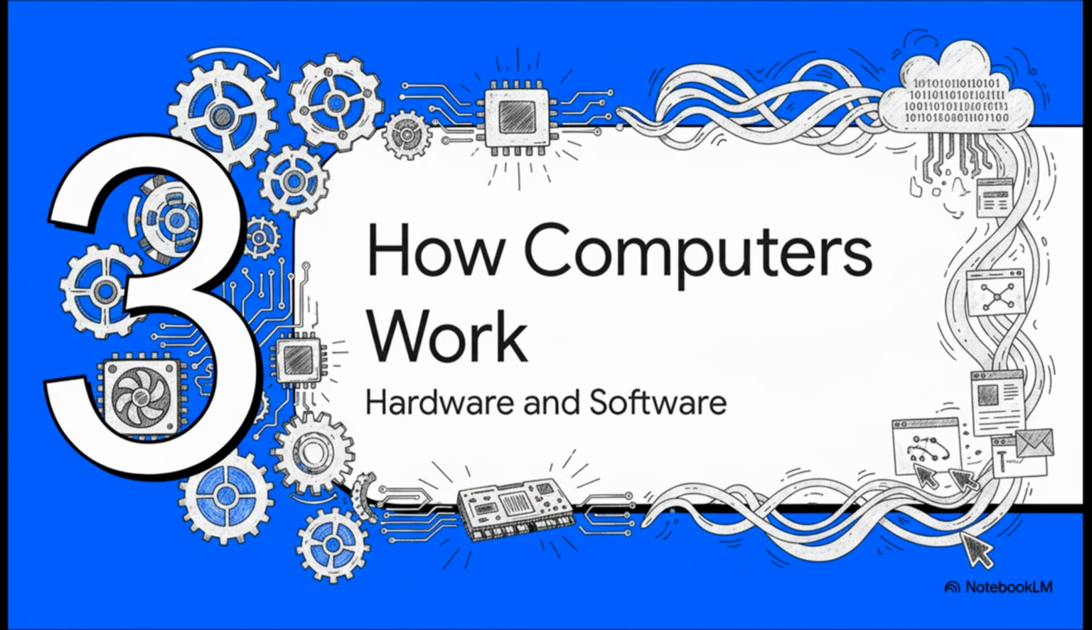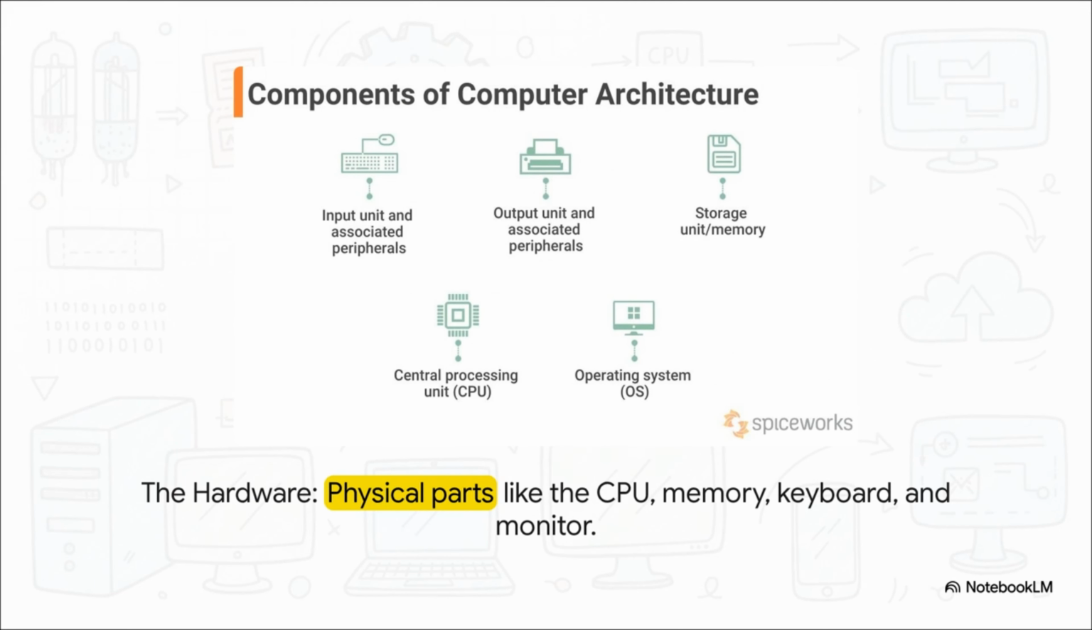Okay, so we've met the whole family, from the giants to the ones in our pockets. But what did they all have in common? Well, no matter how big or small, every single computer runs on two basic things, hardware and software. Let's start with the hardware. Easy enough, that's all the physical stuff you can actually touch.